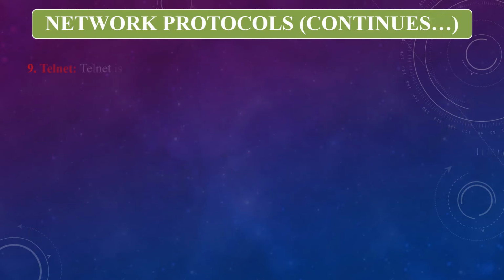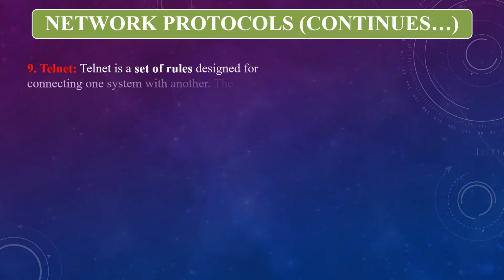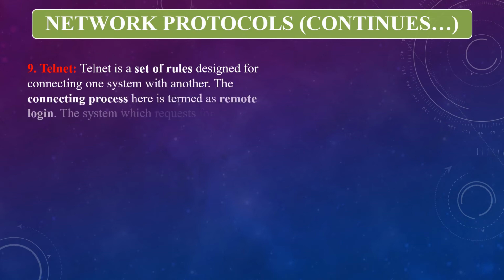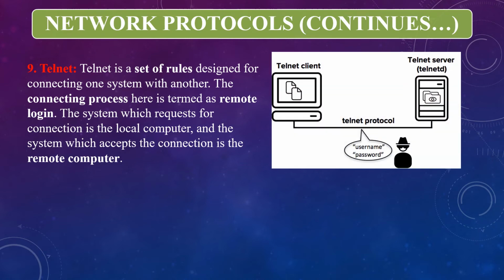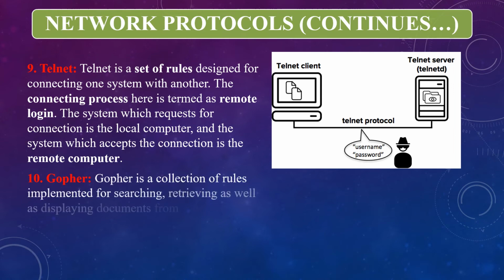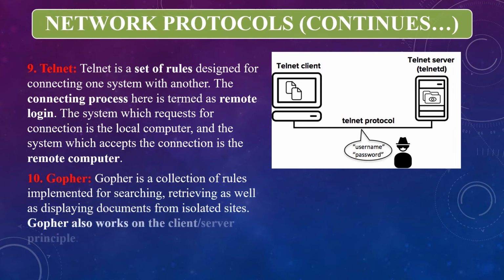The next protocol is Telnet. Telnet is a set of rules designed for connecting one system with another. The connecting process here is termed as remote login. The system which requests for connection is the local computer, and the system which accepts the connection is the remote computer. The diagram represents the Telnet protocol. The next is Gopher. Gopher is a collection of rules implemented for searching, retrieving, as well as displaying documents from isolated sites. It also works on the client-server principle.